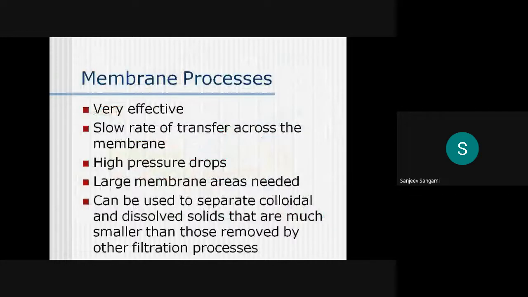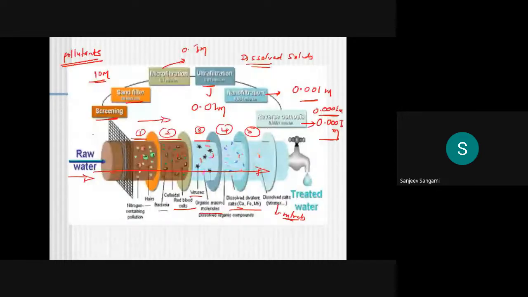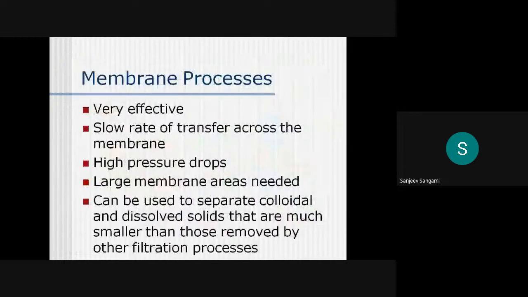Overall, we can call these membrane processes, the membranes. Whatever you are observing here, these are all membranes. These membrane processes have a very slow rate of transfer across the membrane, high pressure drops, and need large membrane areas.